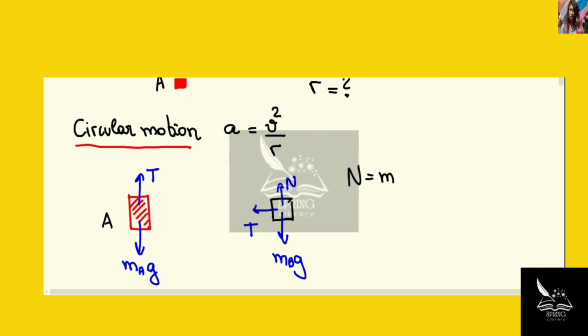Now, in the vertical direction, the normal force is equal to m_B g, so that the normal force balances out the gravitational force, since the block is not moving in the vertical direction. Now, in the horizontal direction, we have that the tension is the only force that acts on block B. So the tension must be equal to the mass of block B times v squared over r. So this is the mass times the acceleration. This is Newton's second law.